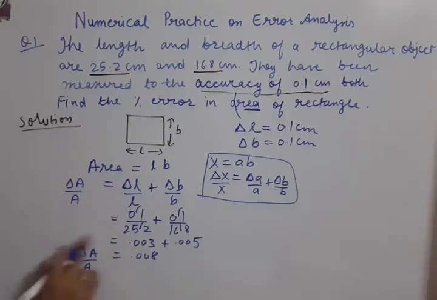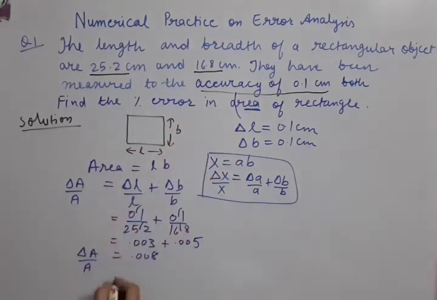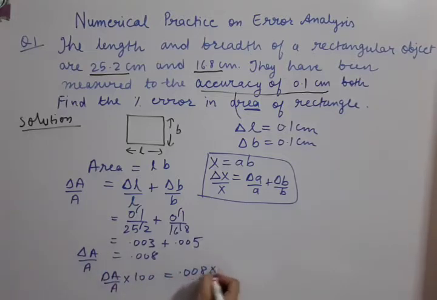Now this is relative error in area, but we are asked to calculate percentage error in the area. So percentage error means we have to multiply this delta A by A with 100. So 0.008 into 100, that means we have multiplied both sides with 100. So the final answer is 0.8%. This is the answer for the percentage error in the area of the rectangle.